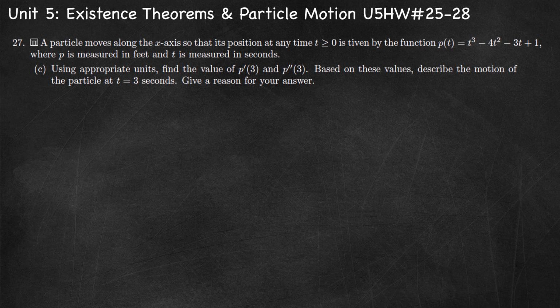Part C, where we want to find p prime of 3 and p double prime of 3. Based on these values, describe the motion of the particle at t equals 3 seconds. So let's go back to our calculator.